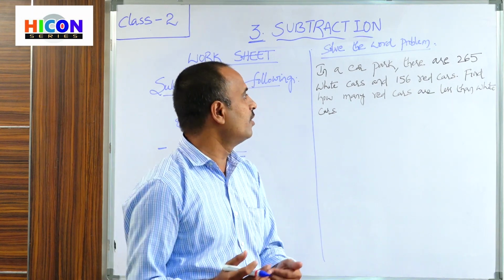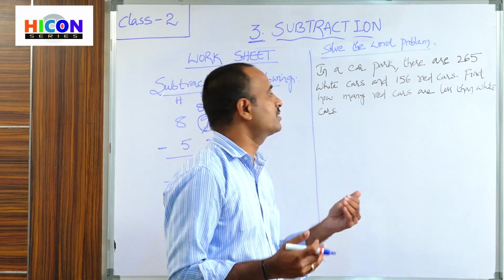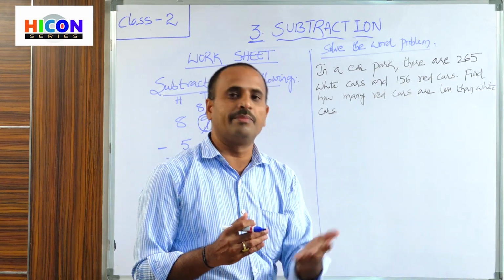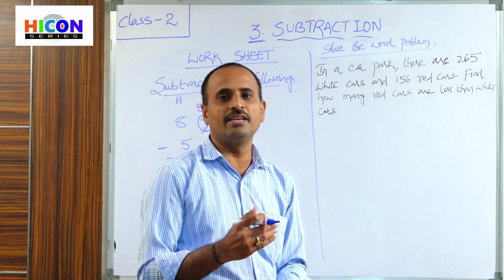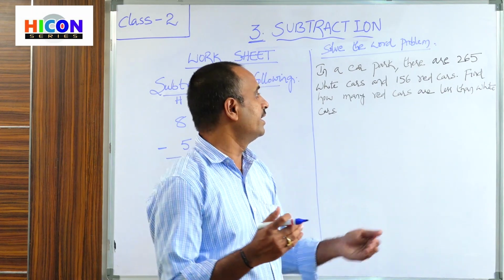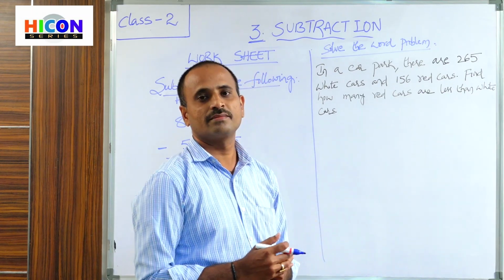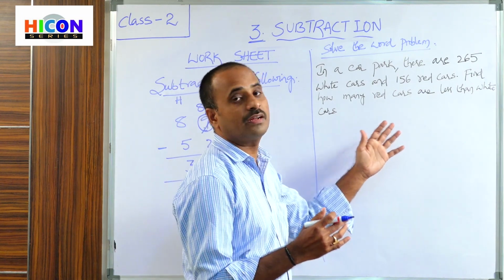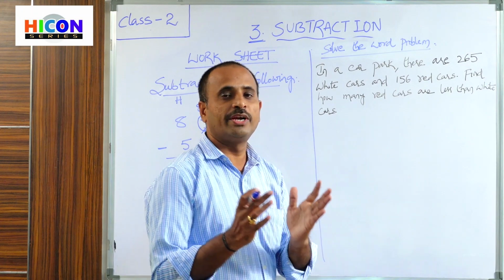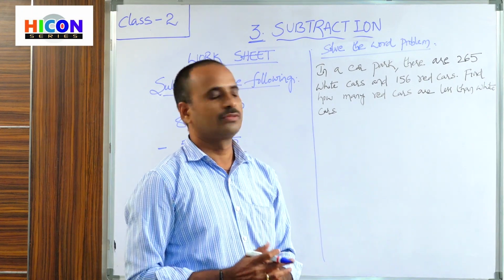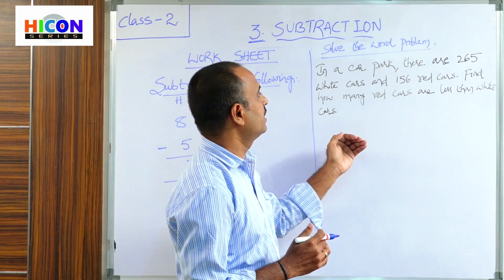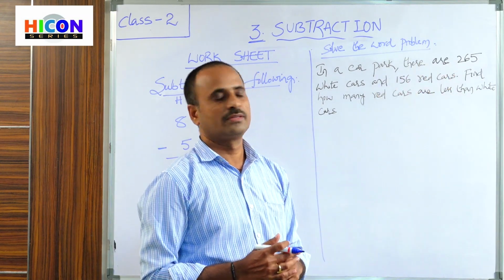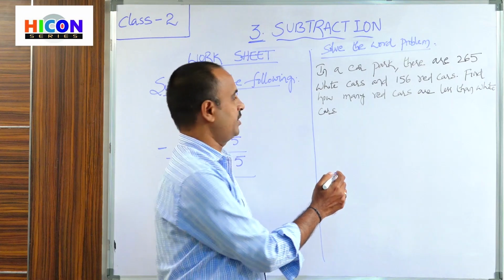So now we have to find how many red cars are less than white cars. So here white cars are more in number, red cars are less in number. Now we can find how many red cars are less than white cars just by doing subtraction. So we have to subtract the number of red cars from the number of white cars. So write the steps for this word problem.